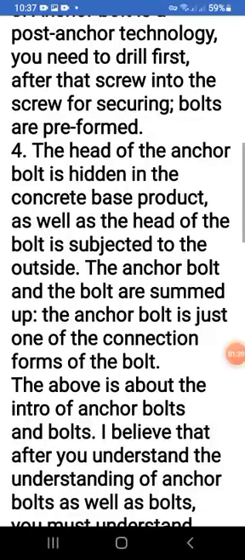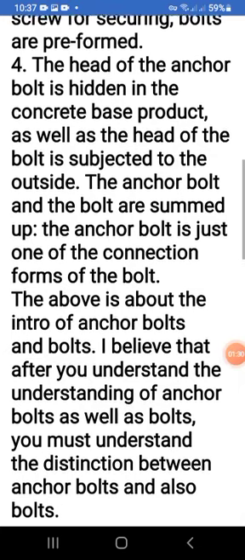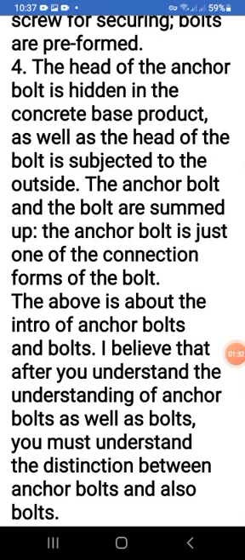The above is about the intro of anchor bolts and bolts. I believe that after you understand the understanding of anchor bolts as well as bolts, you must understand the distinction between anchor bolts and also bolts.